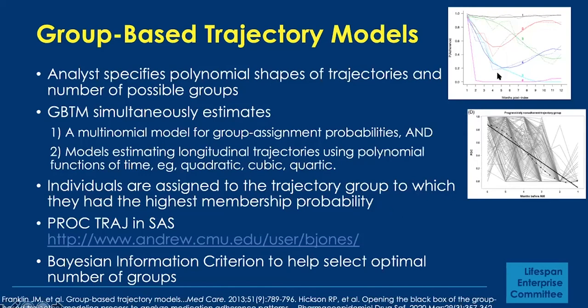And I just have examples from the literature here. Group-based trajectory models have been used a fair amount now in pharmacoepidemiology to study adherence to medications over time. So trying to separate different patterns of individuals' adherence over time to a whole variety of different medications.